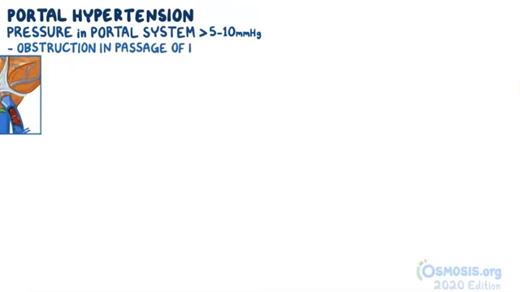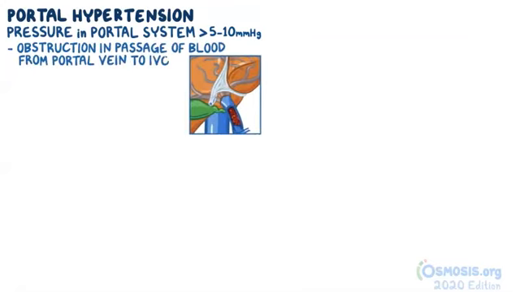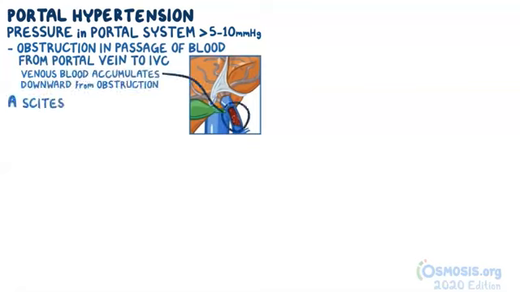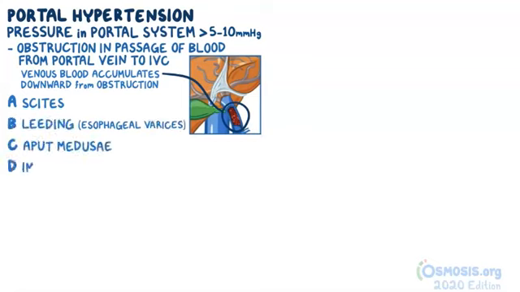Alright, as a quick recap, portal hypertension is when the pressure in the hepatic portal system is greater than 5 to 10 millimeters of mercury. This happens when there's an obstruction in the passage of blood from the portal vein toward the vena cava. So venous blood accumulates downward from the obstruction, causing features like ascites, esophageal varices, and bleeding, caput medusa, diminished liver function, and an enlarged spleen.